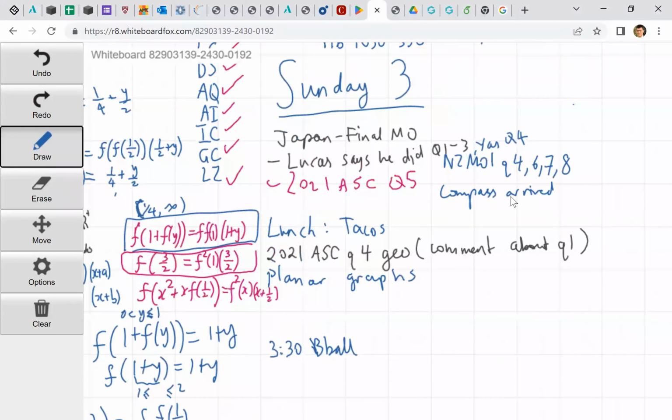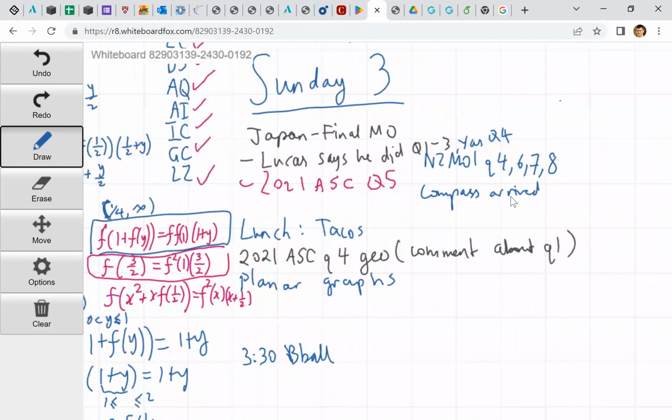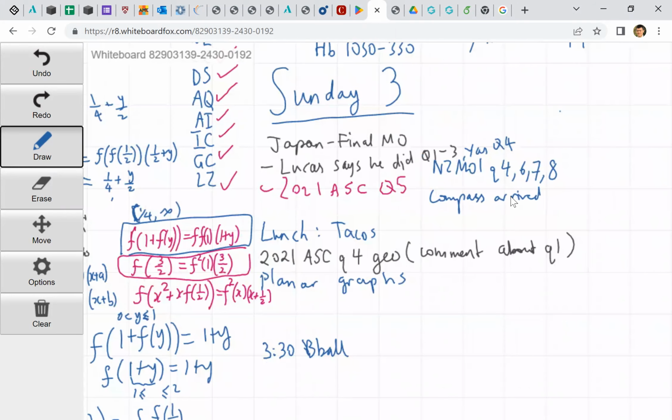Alright, so before I talk about other stuff, I kind of just want to talk about the two geometry problems from last year's senior contest. I'm assuming you did it, right?